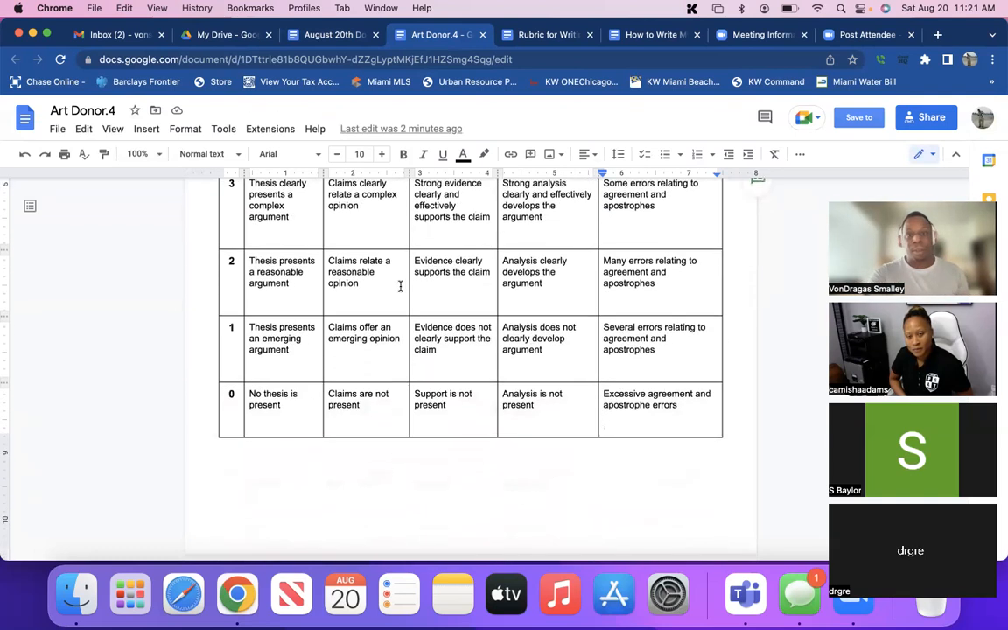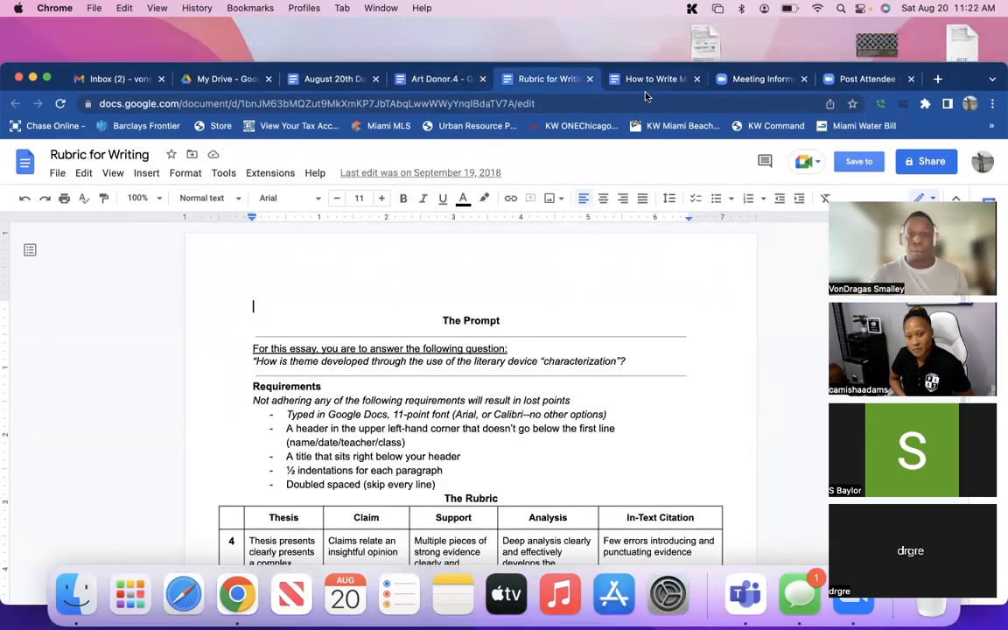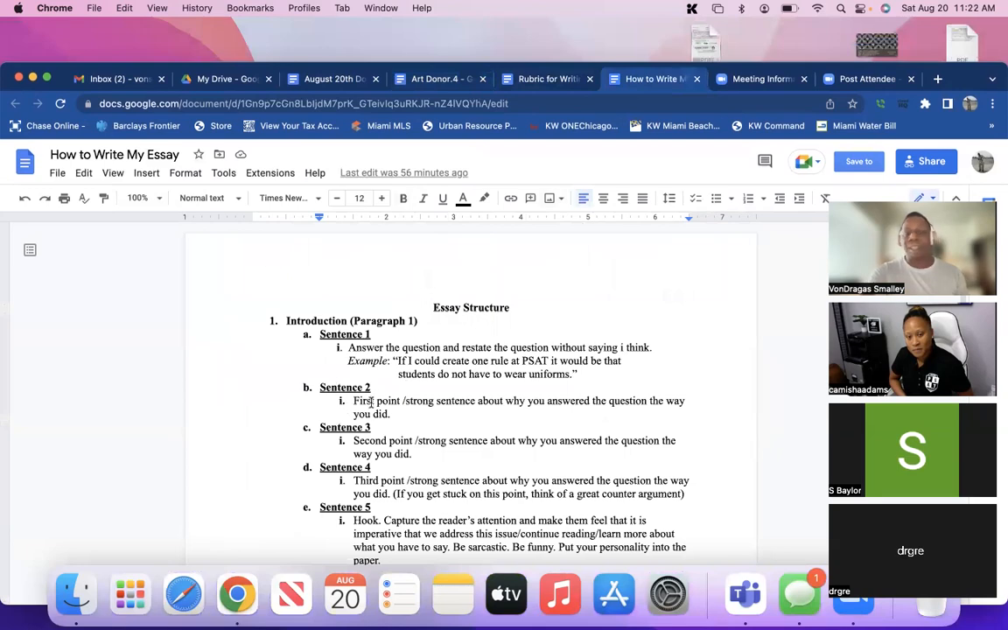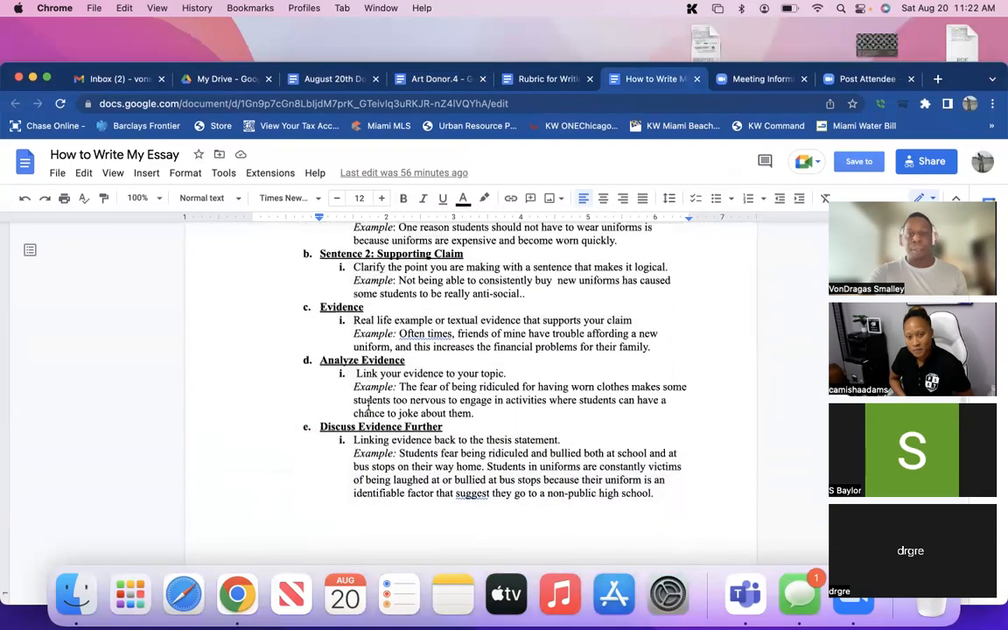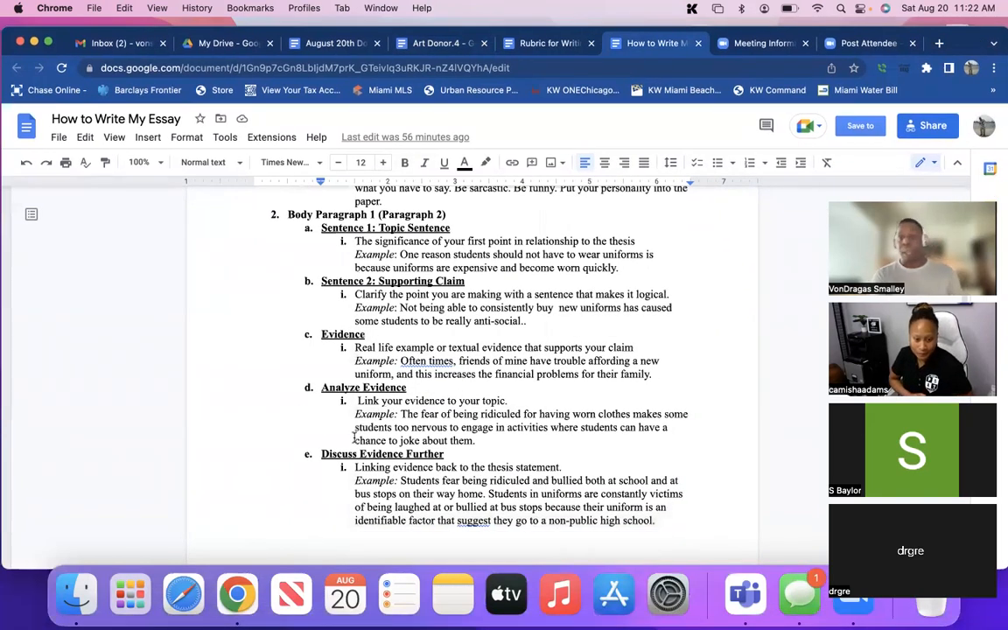So that's a sample. So then again, making sure we just review the rubric. If anybody gets stuck, how to write an essay sentence by sentence, and give them that structure. And a lot of it is them just doing most of the work and me helping them.